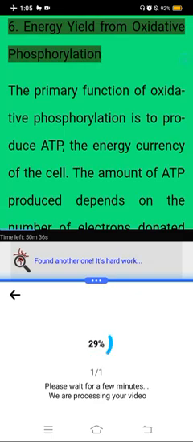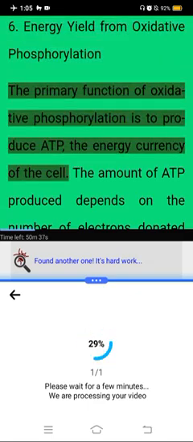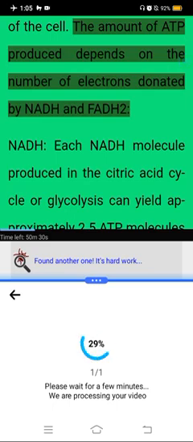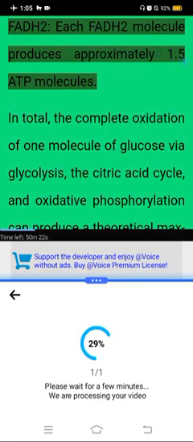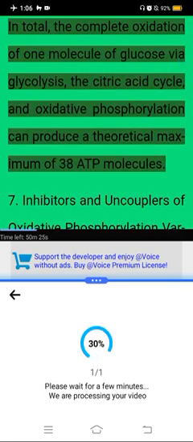6. Energy yield from oxidative phosphorylation. The primary function of oxidative phosphorylation is to produce ATP, the energy currency of the cell. The amount of ATP produced depends on the number of electrons donated by NADH and FADH2. NADH: each NADH molecule produced in the citric acid cycle or glycolysis can yield approximately 2.5 ATP molecules through oxidative phosphorylation. FADH2: each FADH2 molecule produces approximately 1.5 ATP molecules. In total, the complete oxidation of one molecule of glucose via glycolysis, the citric acid cycle, and oxidative phosphorylation can produce a theoretical maximum of 38 ATP molecules.